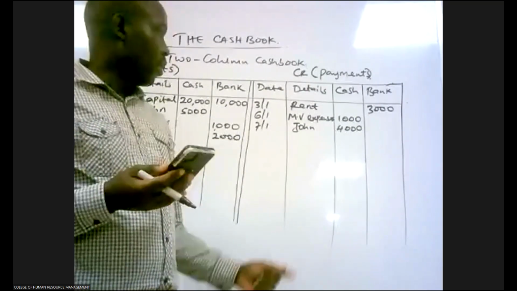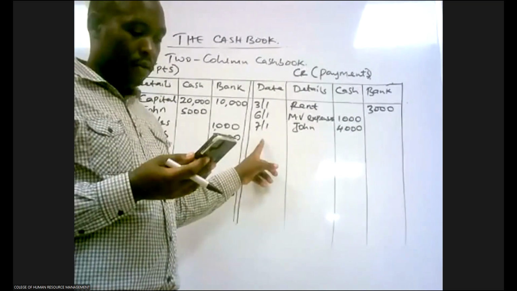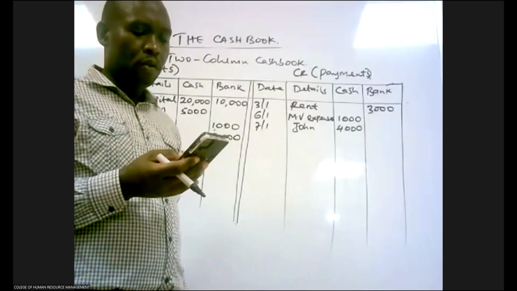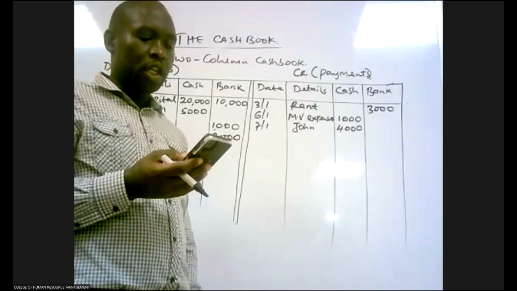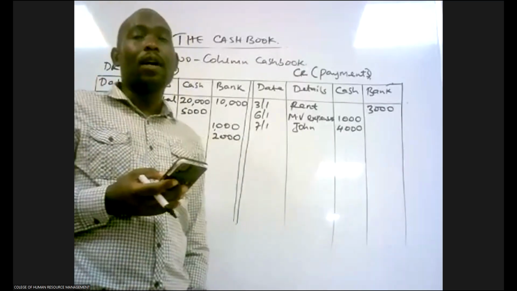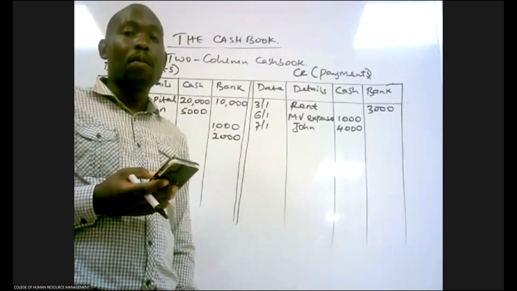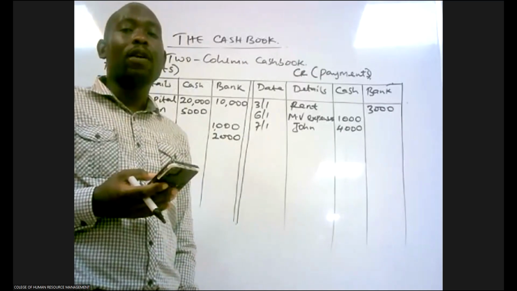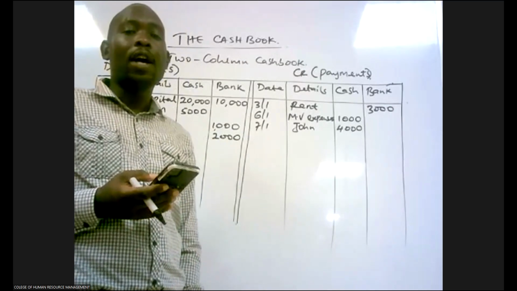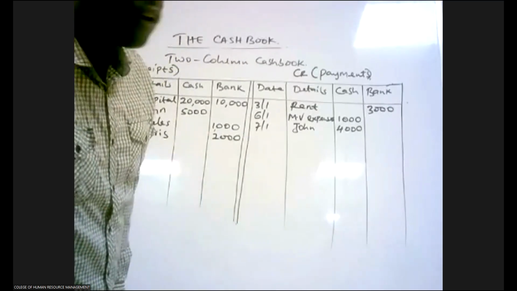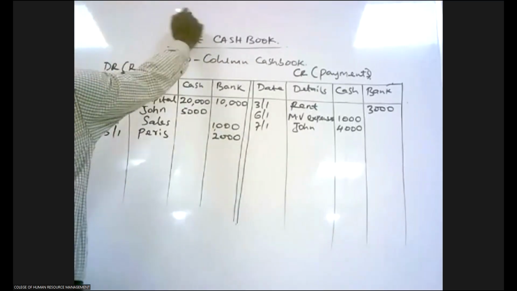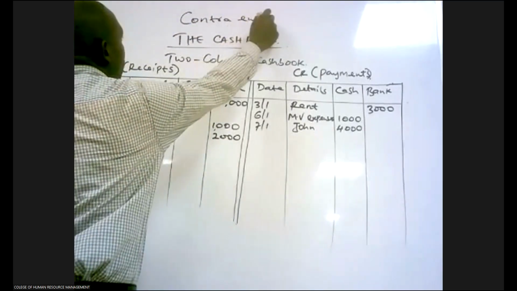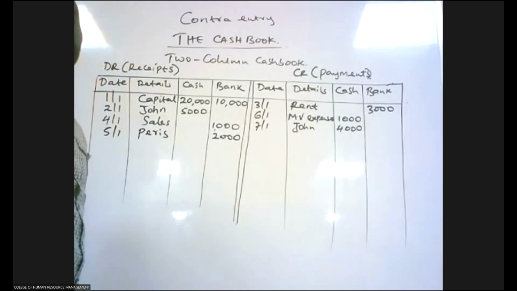Then that was on 8th. This one was, yes, on 7th. Now we are on 8th. He took 2,000 out of cash and paid it into the bank. We took money from cash and deposited that money into the bank. Such kind of a transaction is known as contra entry. It is referred to as a contra entry.